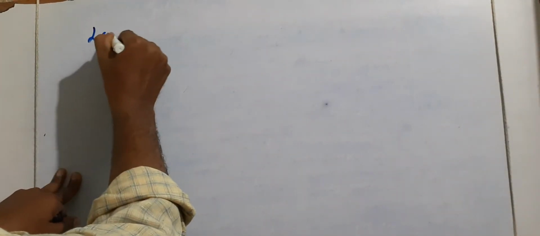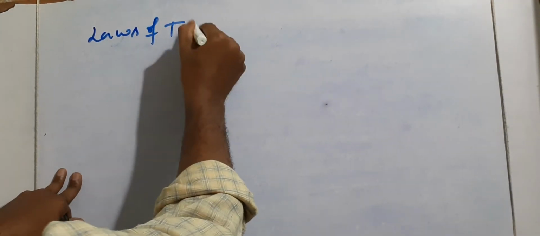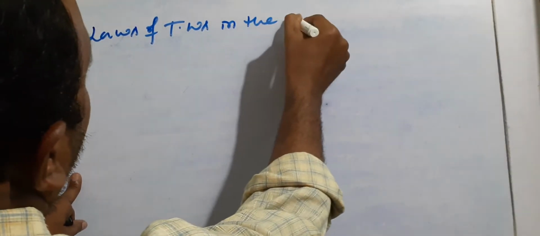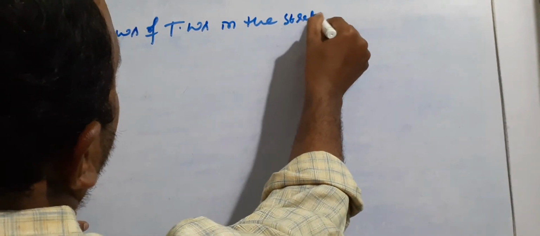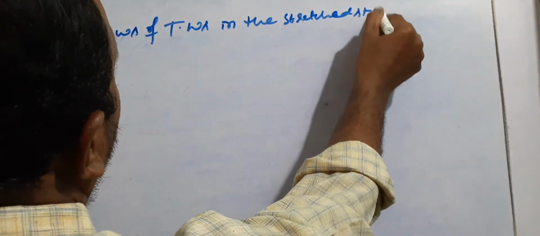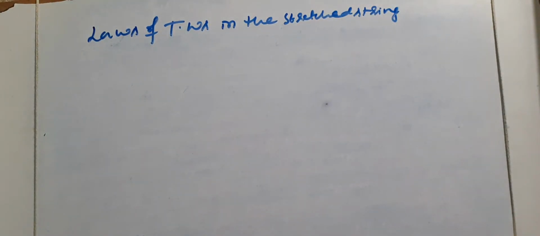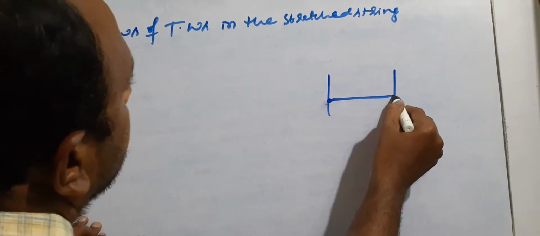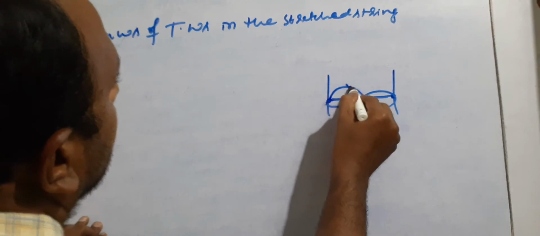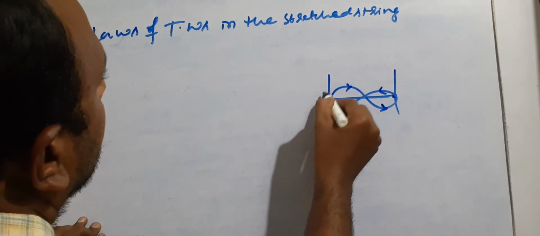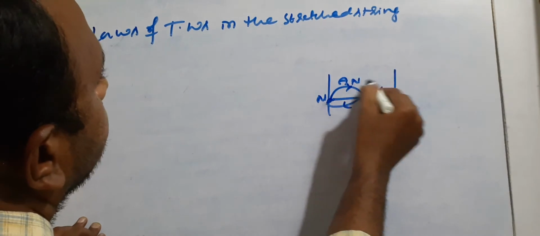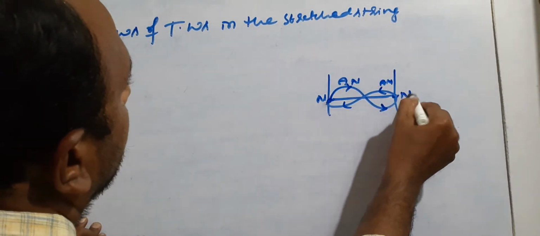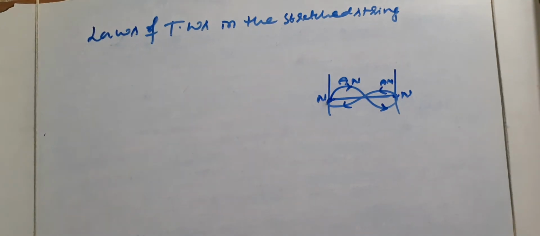So the laws of transverse waves formed in the stretched string. What about the laws of transverse waves formed in the stretched string? When the string is vibrating, it produces transverse waves in the form of incident and reflected waves. So what are the laws?